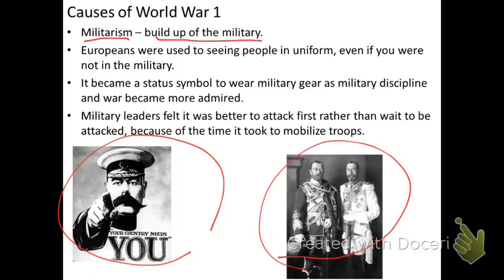Let's get back to militarism. So I think I've done all that. Let's get to our second bullet here under militarism. Europeans were used to seeing people in uniform, even if you were not in the military.